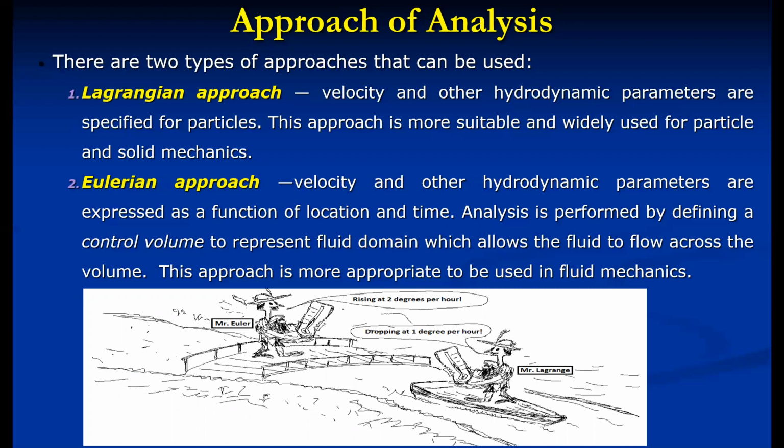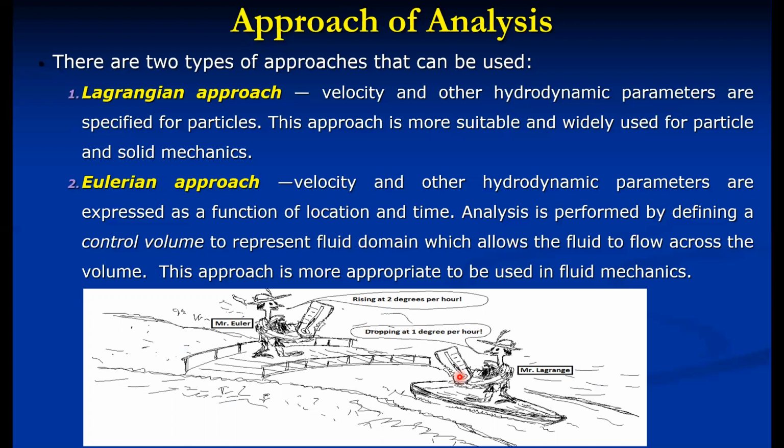Mr. Euler observed, in 1 hour, a 2-degree temperature rise, while Mr. Lagrange observed a drop of 1 degree in temperature per hour. So obviously, because of the differences in approaches, Mr. Euler is monitoring the temperature of the fluid passing through this domain only. And within 1 hour, he observed a 2-degree rise. While Mr. Lagrange is traveling with the boat, and maybe he's traveling with the same flow or same fluid particles, and he has monitored the temperature of that fluid particle 1 hour before, and he found after 1 hour that there is a 1-degree drop in temperature.